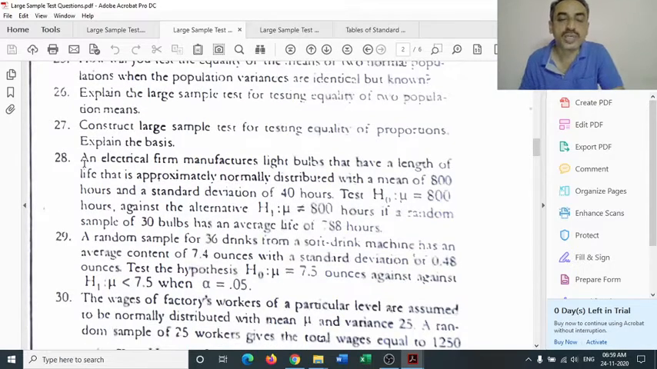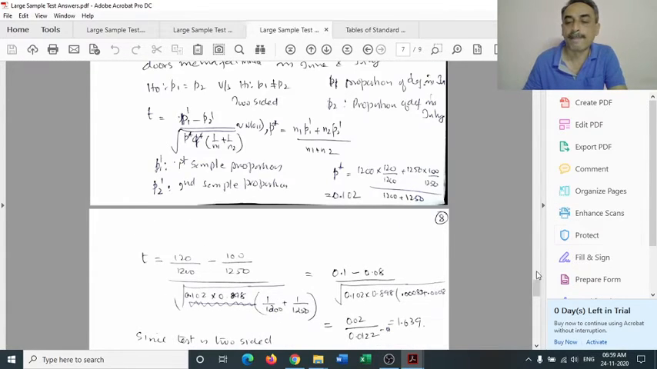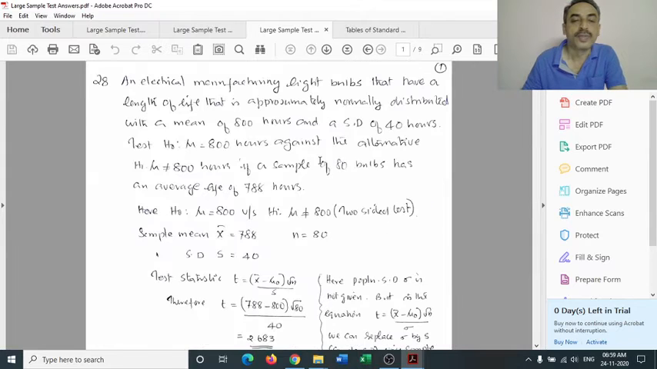So this is question number 28. Here we can come to the answer of this question. The question says an electrical manufacturer's light bulbs have life length approximately normally distributed with a mean of 800 hours and standard deviation 40 hours. Test H0: mu equal to 800 hours against the alternative hypothesis mu not equal to 800 hours, if a sample of 80 bulbs has an average life of 788 hours.